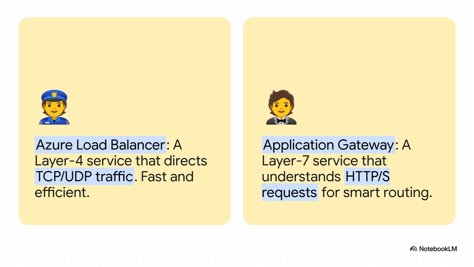On the other side, you have the Application Gateway. This is your Layer 7 Smart Concierge. It's built specifically for web traffic. It actually reads the HTTP request so it understands things like the URL path. And that lets it make much smarter routing decisions, as you're about to see.